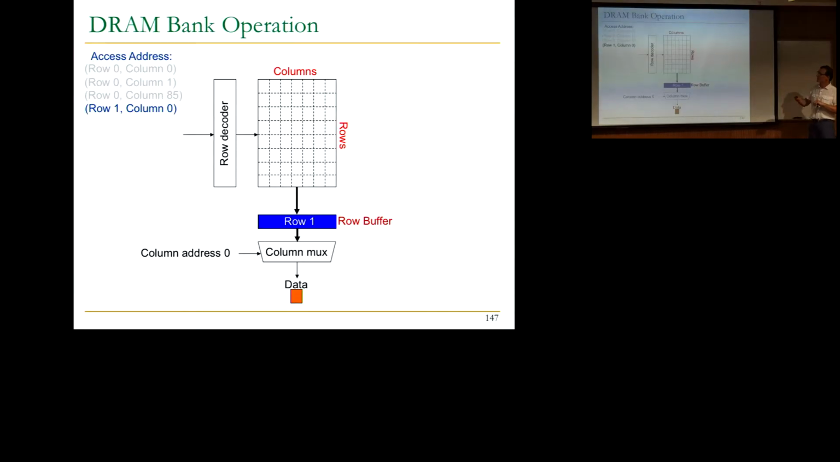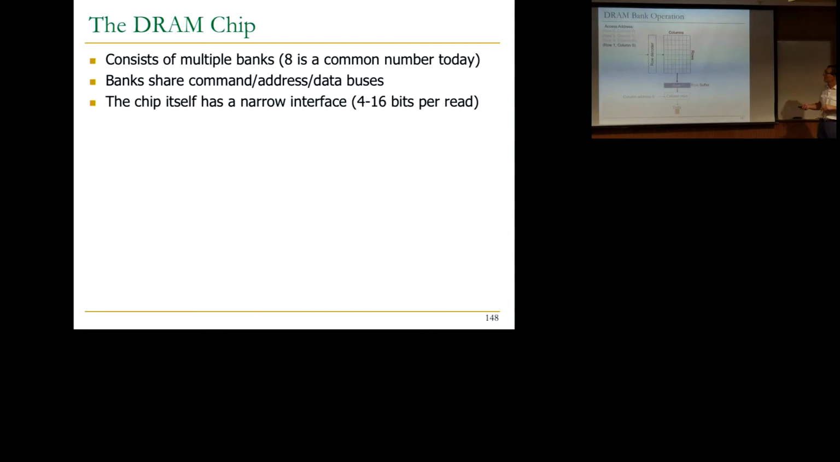Okay, so let's go into the DRAM chip. This is a DRAM bank. A DRAM chip consists of multiple banks. 8 is a common number, but 16 is also common. It changes between technologies, but fundamentally, a DRAM chip consists of multiple banks. Banks share the command, address, and data buses.